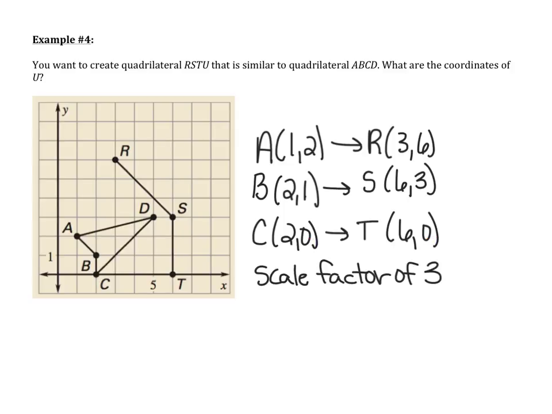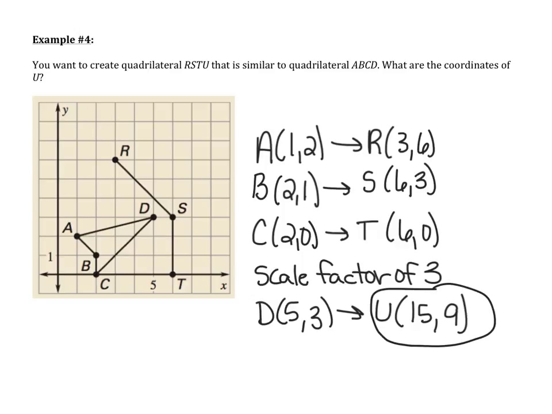So now we're going to apply that scale factor of 3 to the coordinates of D to find its image, which would be at U. So looking at the coordinates of D, it is at 5, 3. So taking that same scale factor, we would assume its image U would just be multiplied by 3. So 5 times 3 is 15, and 3 times 3 is 9. Since the question was, what are the coordinates of U? That is our final answer, so U is at 15, 9.